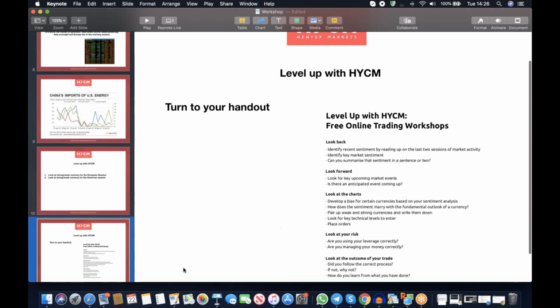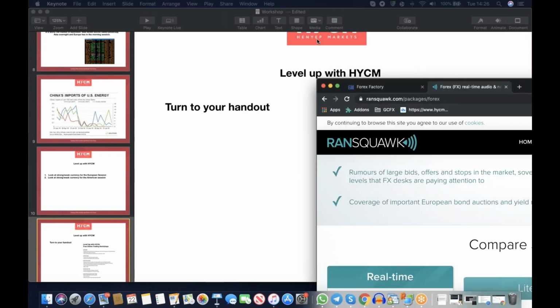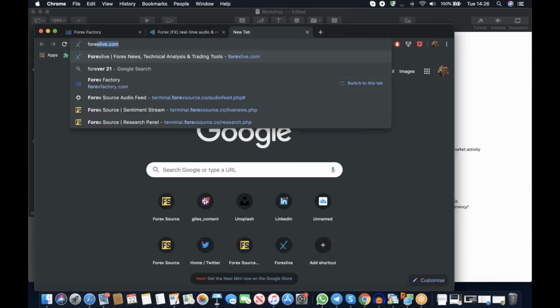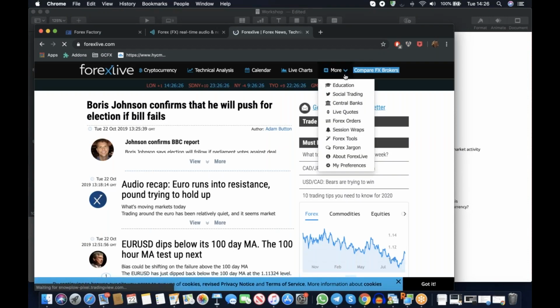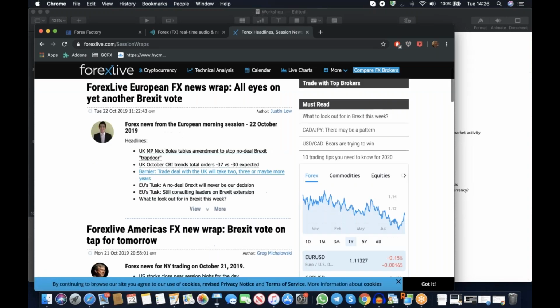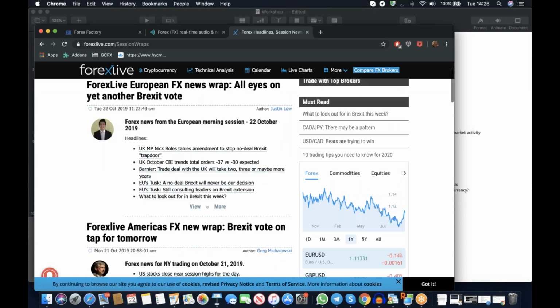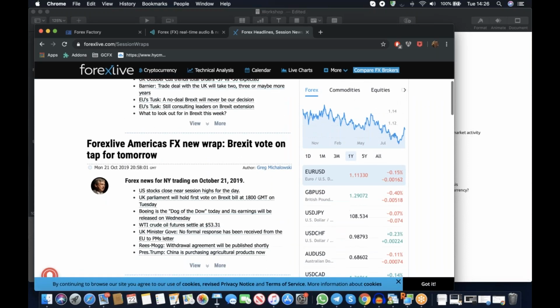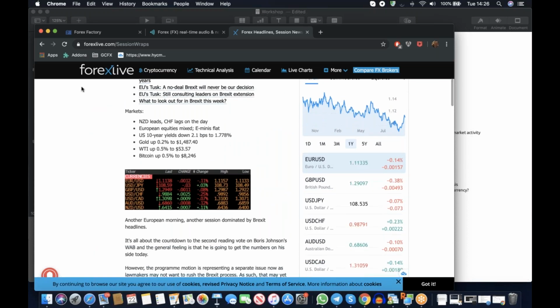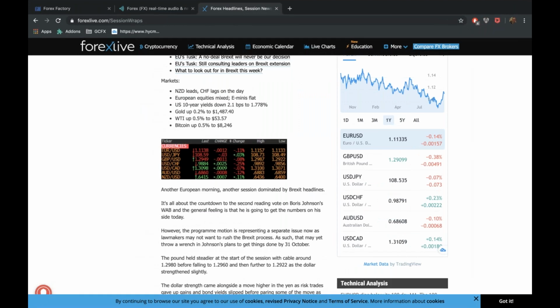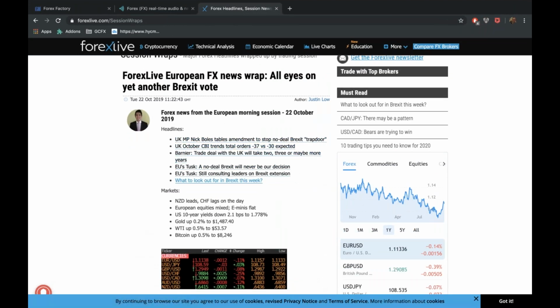Let me give you an example. Let me show you how you could do this on totally free resources. You can go to this website which I use, forexlive.com, and very simply go to session wraps underneath more. Then, pushing for the wraps, here we go, and now you've got a little summary, and in this summary you've got some of the key stories.